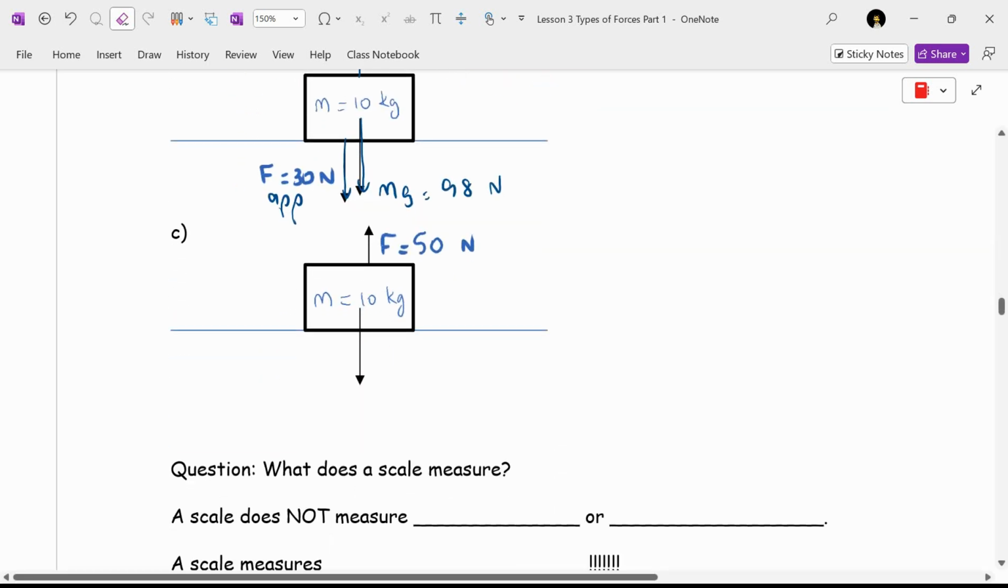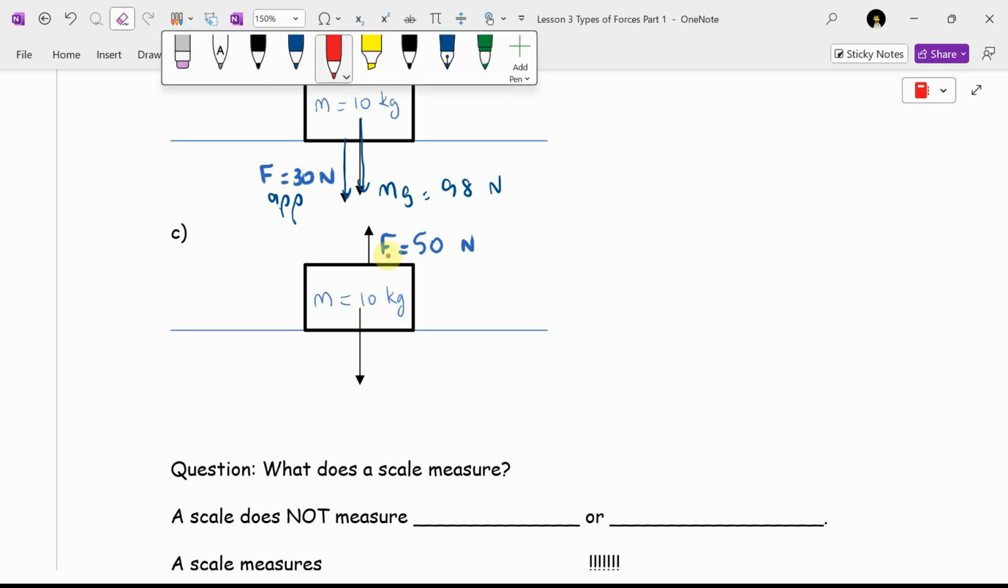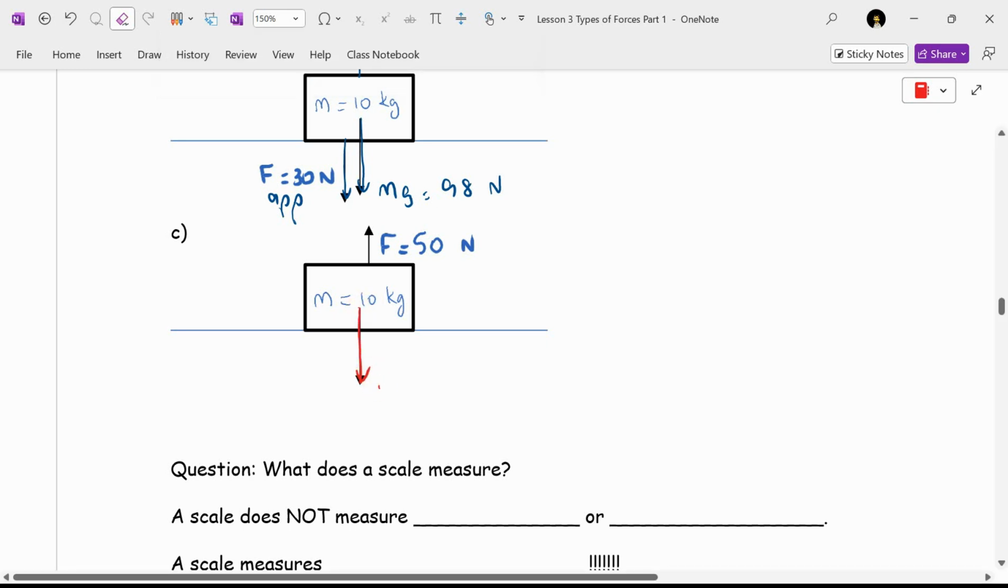In this third situation, something is lifting up with 50 newtons. We still have, get the obvious one, 98 newtons.